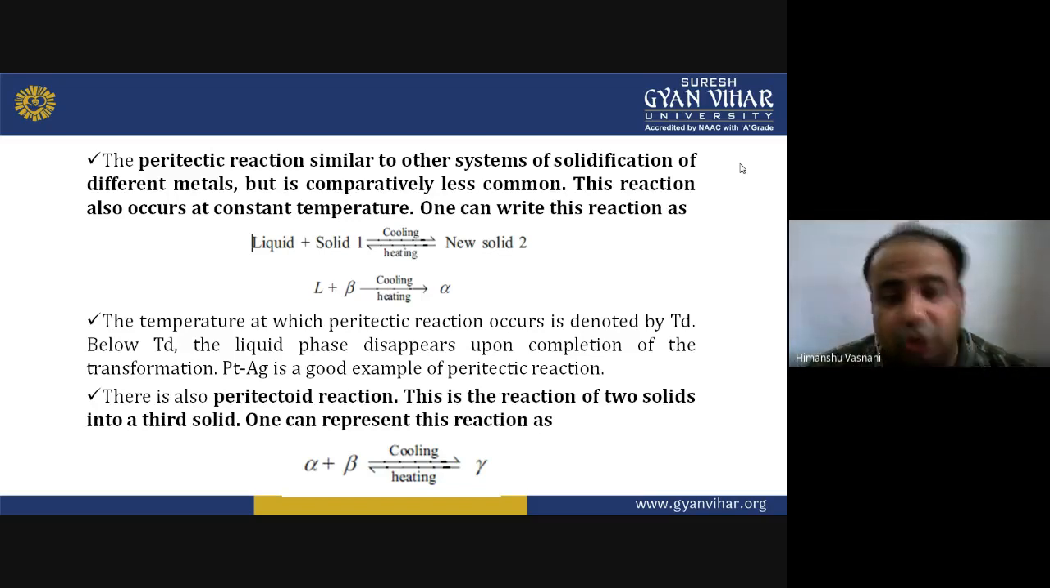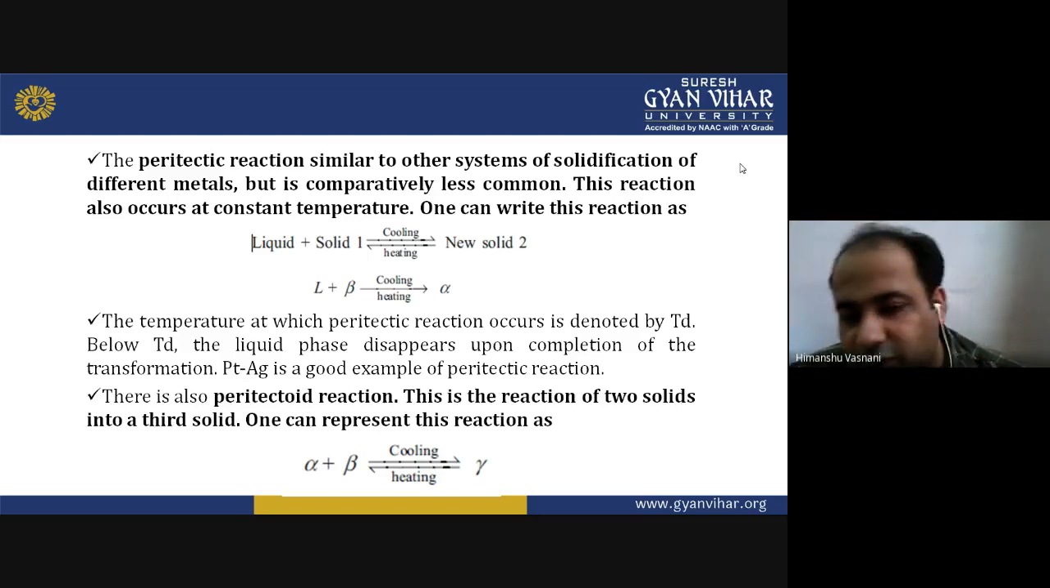There is also the peritectoid reaction. In this, what happens? In the reaction, two solids turn into a third solid. So you can say that alpha plus beta, on heating and cooling, you get a third solid. On reaction of two solids, you get a third solid.